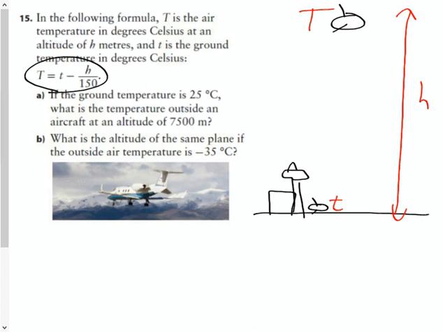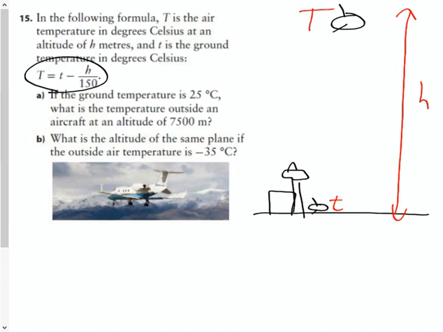Now the expectation would be after reading that paragraph you all could figure that out. But the reality is a lot of you had a difficult time figuring out what that actually said. But that's what it means. The temperature outside the aircraft is capital T, the temperature on the ground is small t, and the height of the aircraft is h. So we have our formula. The temperature outside an aircraft is equal to the ground temperature minus the height of the aircraft divided by 150. That's a real formula. Okay?